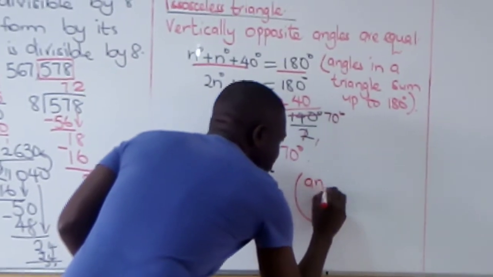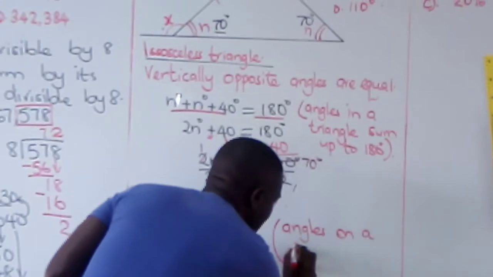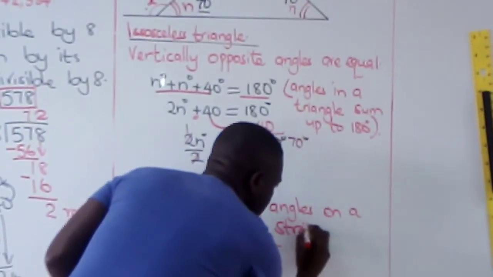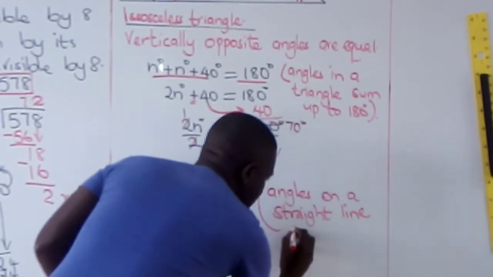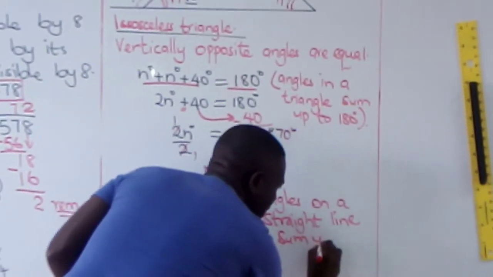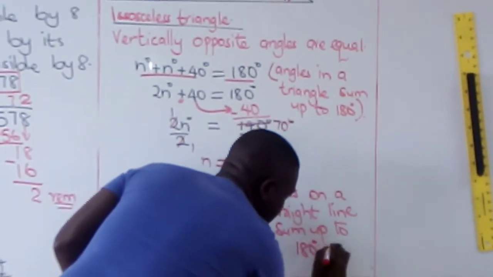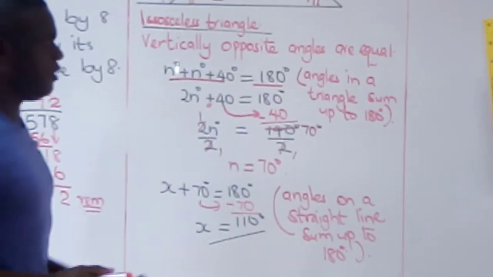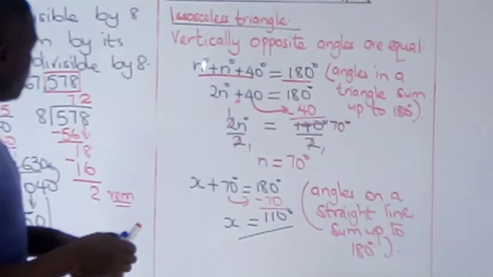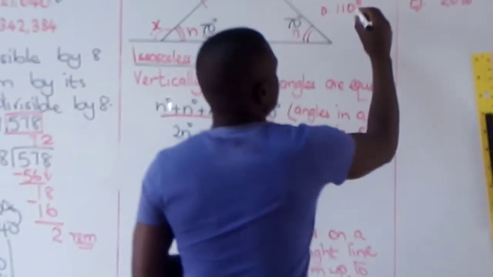Angles on a straight line sum up to 180 degrees. Angles on a straight line. And so we must qualify. Boys and girls, that's how we needed to get that answer. And so the answer here is D.